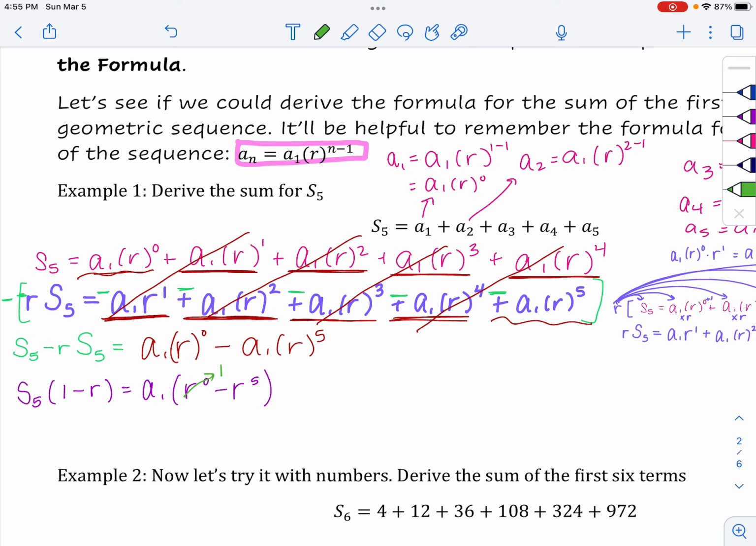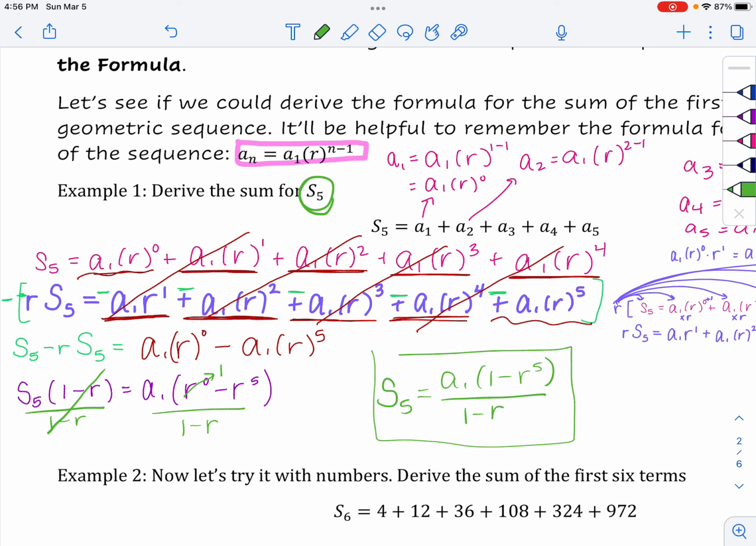All right, now our goal is to derive a formula for the sum S sub 5. So we want to get S sub 5 alone. The next step is going to be to divide by 1 minus R, right? Because that is what's keeping S sub 5 from being alone. It'll cancel on this side and move to the other. So I'm left with S sub 5 equals A1 times 1, remember it simplified, minus R to the 5th over 1 minus R. Nothing else here will reduce, and we have successfully derived the formula.